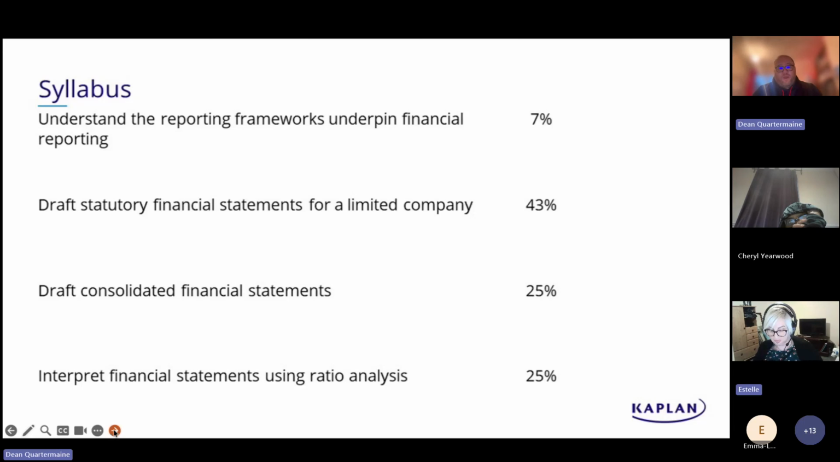Drafting statutory financial statements for a limited company. There's an awful lot of marks there. Around 43% of the allocation of marks is for the drafting of statutory financial statements. 25% around drafting consolidated financial statements. And then finally, the remaining marks around interpreting financial statements using ratio analysis.